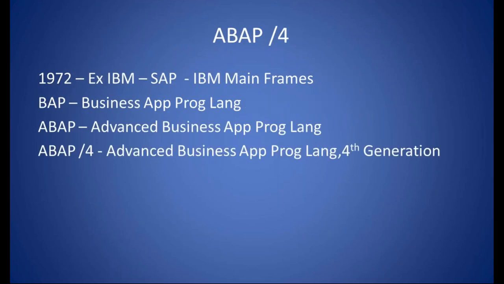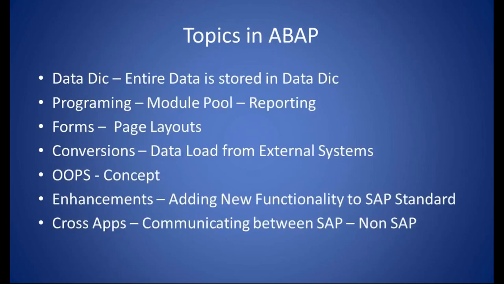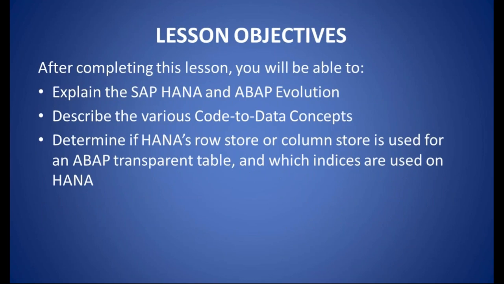So we all know this. This is about the basic ABAP. It goes back to 1972 when SAP was started. They used IBM mainframes, then BAP, then ABAP, then ABAP 4. Business Application Programming language, then the advanced version is ABAP. These are the topics that we have: reports, interfaces, cross application enhancement, forms, workflow.